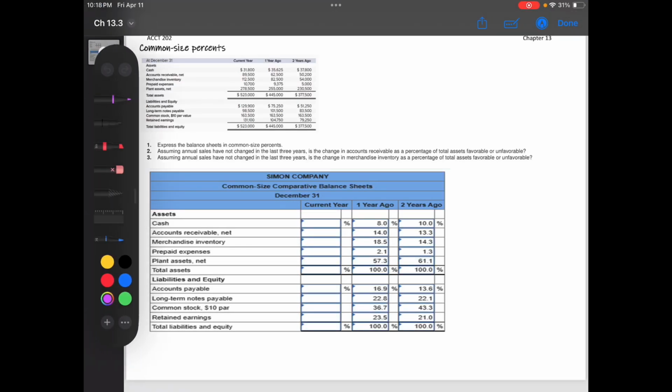Okay, this problem, we are looking at common size percents again. That's a vertical analysis, but this time it's of a balance sheet. So instead of an income statement that we looked at a few minutes ago, now we're looking at a balance sheet. And for balance sheets, common size percent, we do it based on total assets. So everything that we're going to do here, we're going to take every number and divide it by total assets or total liabilities and equity, because those are the same number, right?